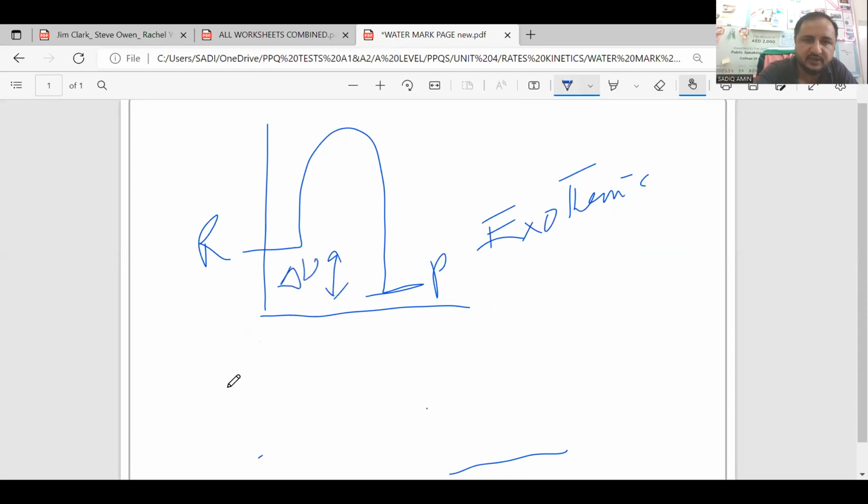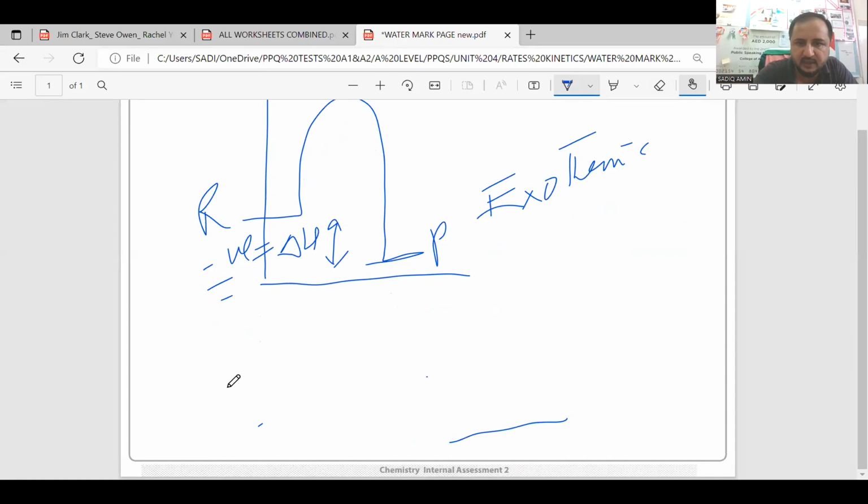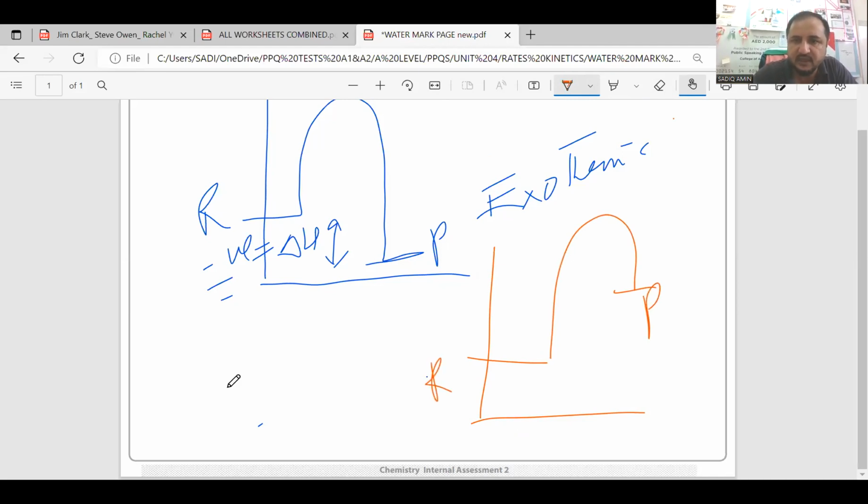This is delta H, and this value is negative always. And then we have the exothermic one and the endothermic one. Let me draw this one with a different color. The reactants are lower than the products. These are the reactants and these are the products. Now, reactant and product is a general term, right?